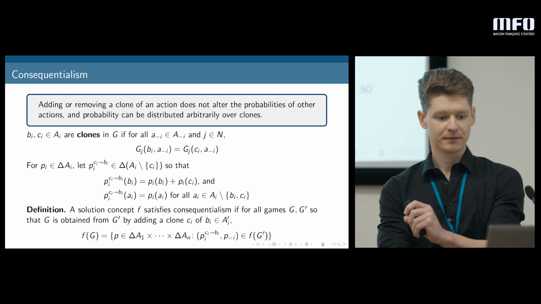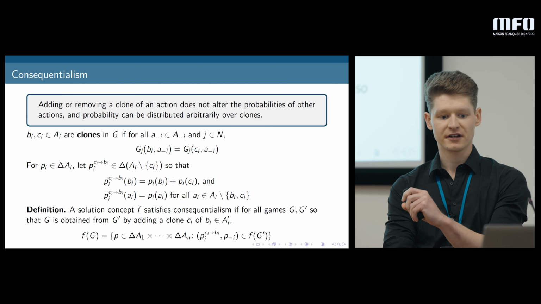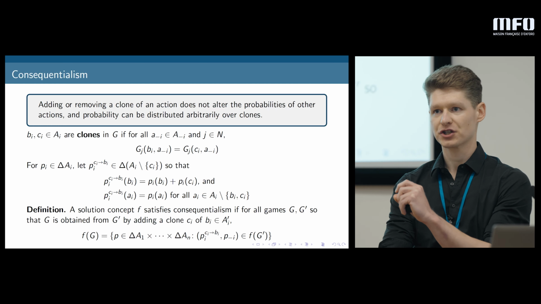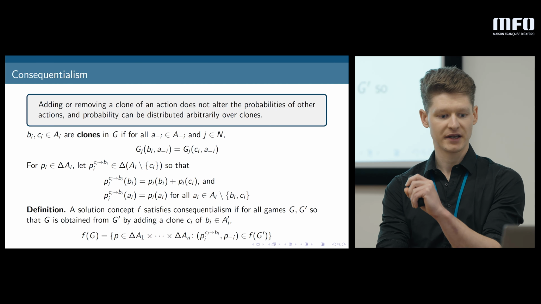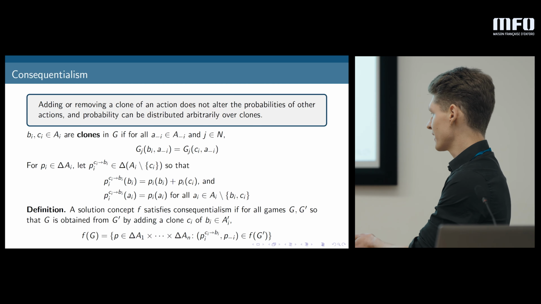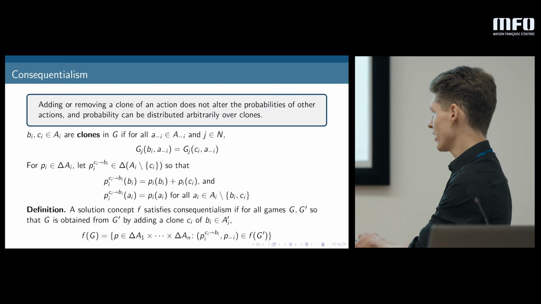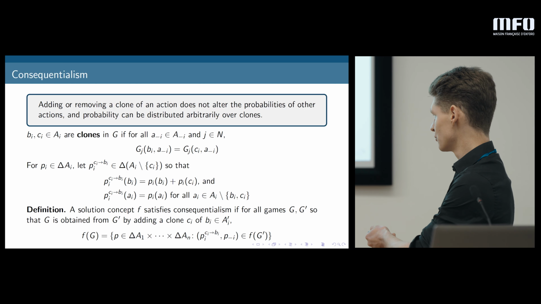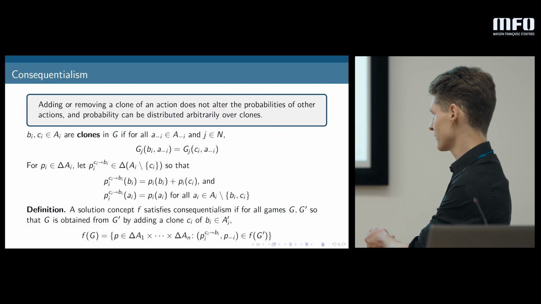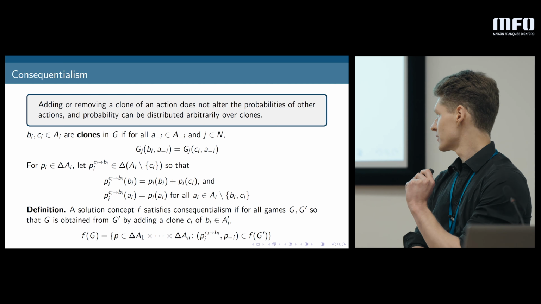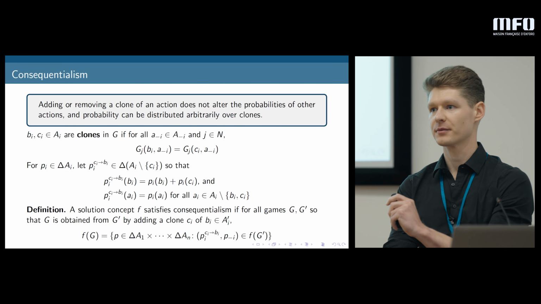And then the axiom says a solution concept satisfies consequentialism if for any two games, G and G prime, so that G is obtained from G prime by adding a clone of an action, the set of strategy profiles that's returned in the game G are exactly the ones that we get by moving all the probability from one of the clones to the remaining one of the clones, if you remove the first clone. Okay. Any questions about this?